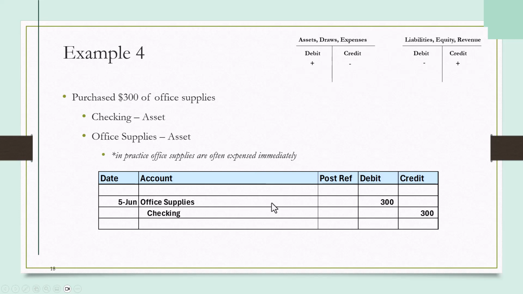So this is what the entry would look like. We put the debit first, and then the credit is underneath with a little bit of space here, and then the amount is over here in the debit and credit column.